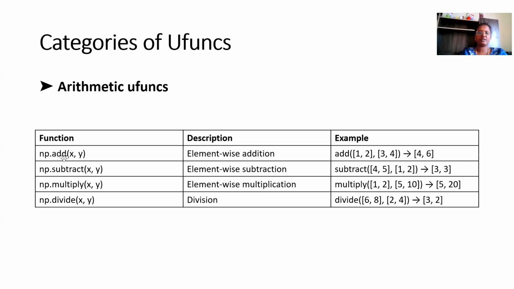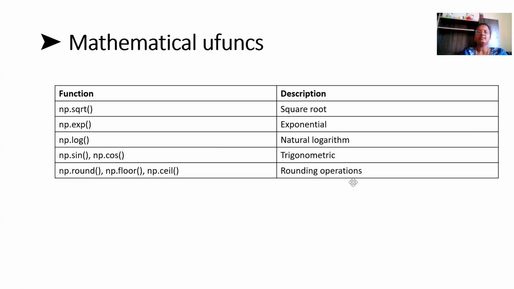And subtraction. Here you can see that NumPy, that is np.subtract(x, y), will give you the output. If you give the x, y input values, automatically it will give you the output. And the same way, element-wise multiplication and division. Next thing is mathematical universal functions. Here you can apply square root and exponential, then log, trigonometric, and rounding operations. For all these things, directly you can use these functions.